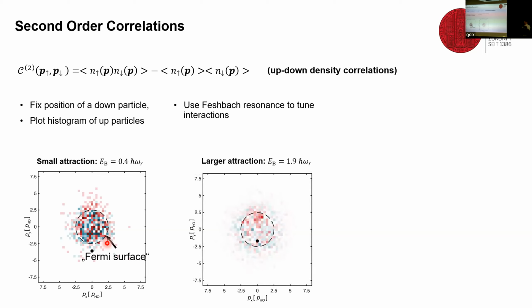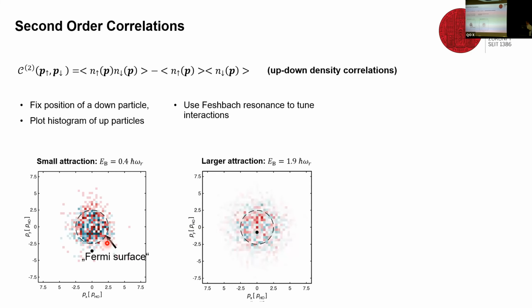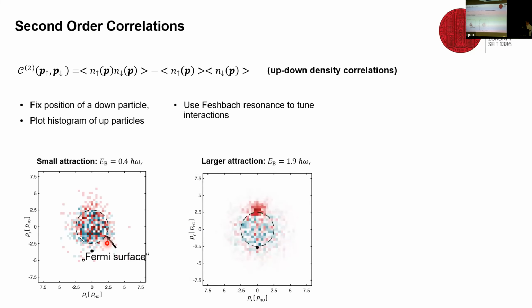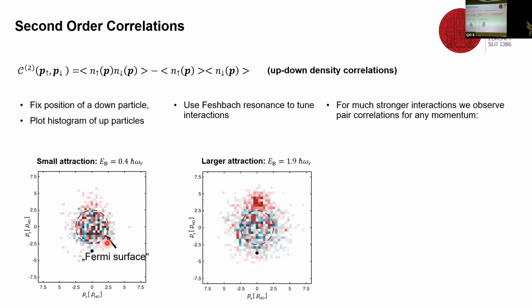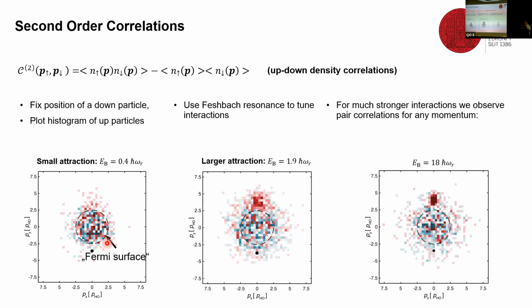We pin the first particle somewhere, and if we pin this close to the Fermi sphere, we see quite some enhanced probability to find a particle on the opposite side of the Fermi sphere, okay? Only if I go inside is there no correlation, but if I go to the edge of the Fermi sphere, yes, there is. So now we can check what happens if I make the attraction even stronger, okay? What happens then?